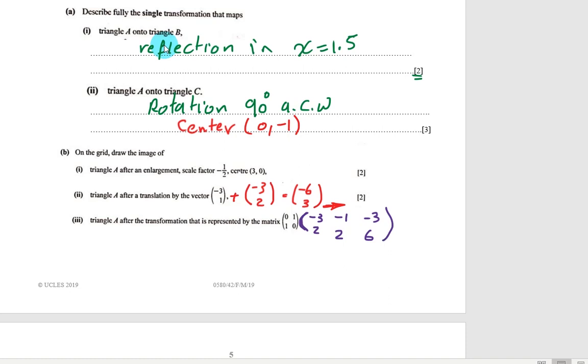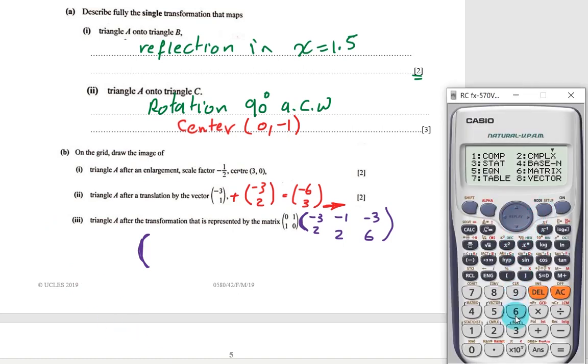Now what do I do? I bring my calculator and multiply both matrices together. Let us add matrix B. This matrix is 2 by 3. Let us start to enter the matrix: minus 3 equal, and then minus 1 equal, and then minus 3 equal, and then 2 equal, 2 equal, 6 equal. We add matrix B. Now we go to shift 4. This is the matrix menu. Which matrix do I need? Again, shift 4. Matrix B is number 4.